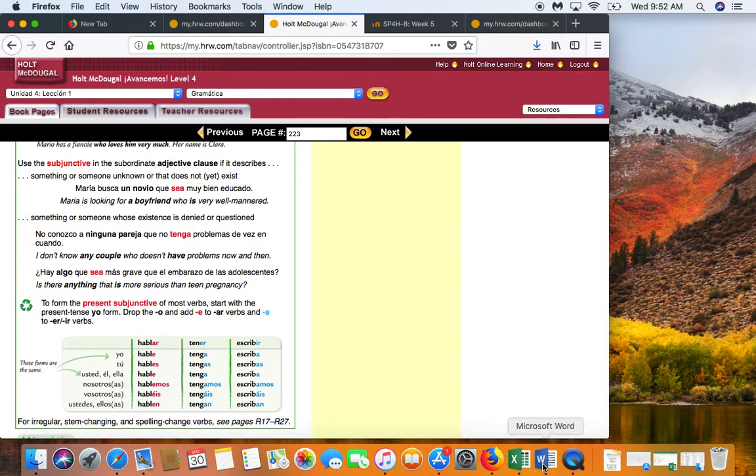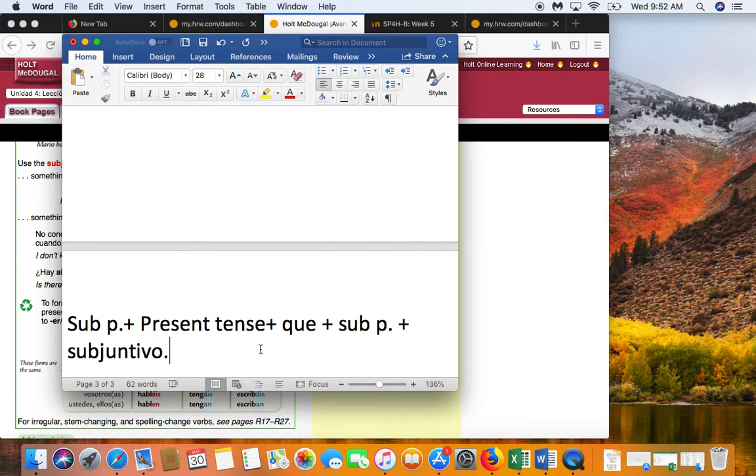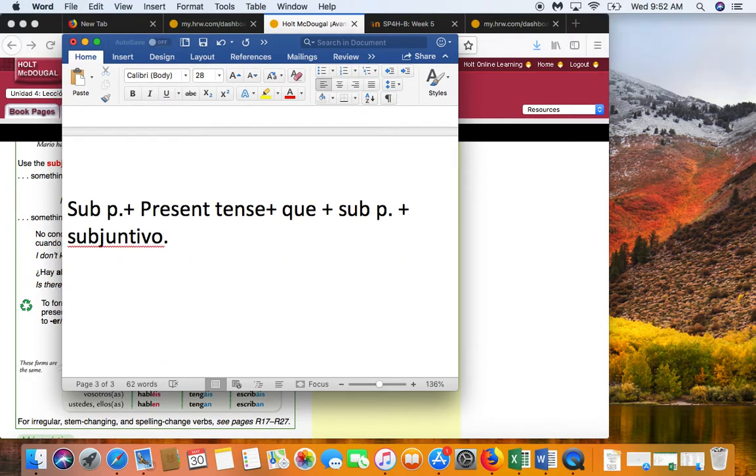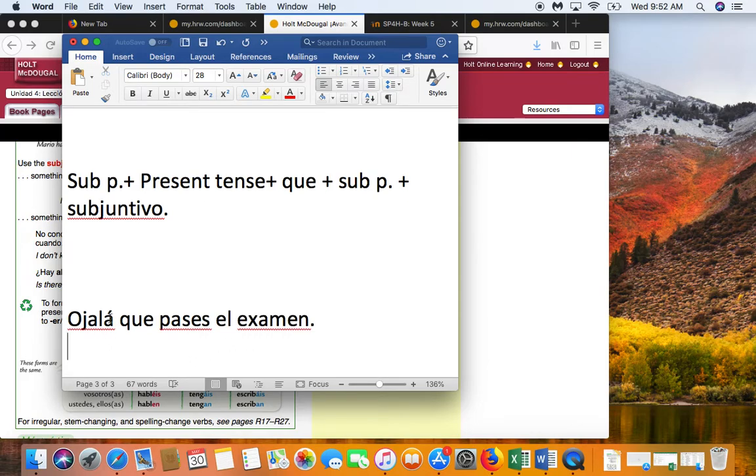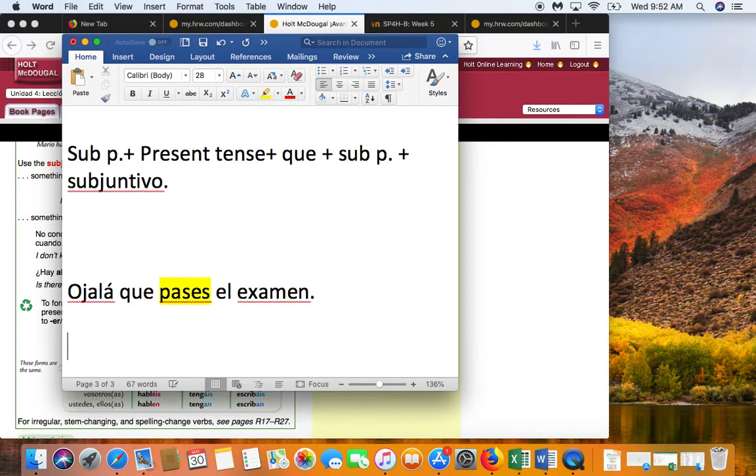All right, so we talked about giving you an example with ojalá. Remember, ojalá is ojalá by itself. Oh, with acento, I can do acentos on this computer. Ojalá que pases el examen. Okay, I wish you pass the exam. That's it. Ojalá que, and then this is subjunctive. Right here, this is subjunctive. All right, so let's use a different one.